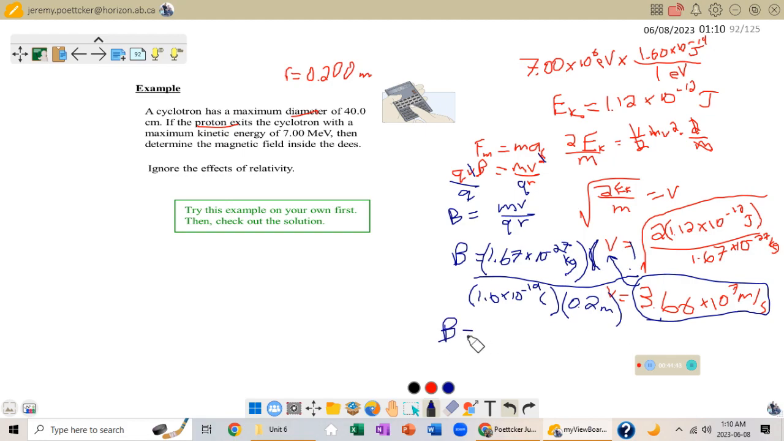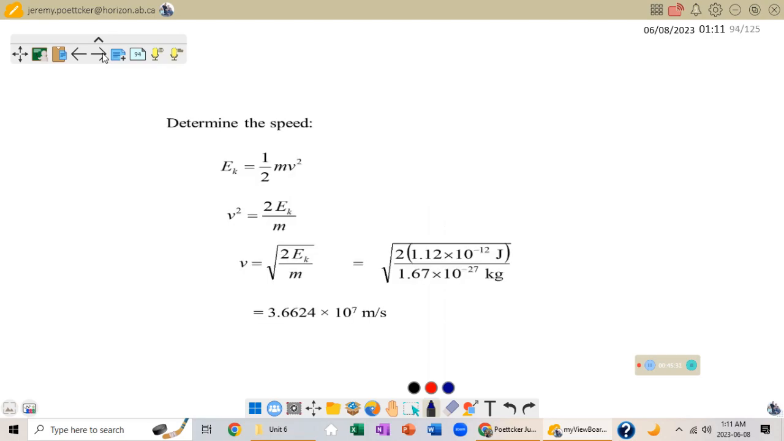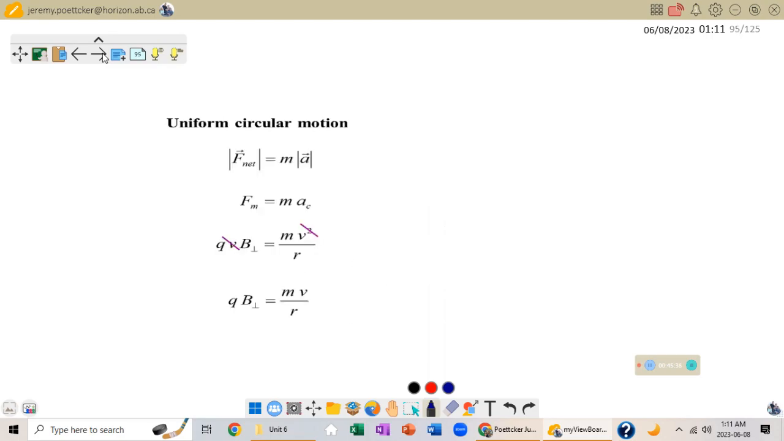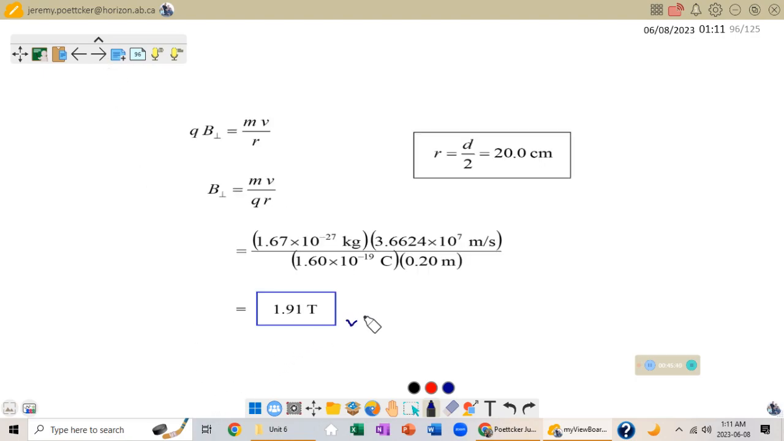Now magnetic field is measured in Teslas, so we can do this real quickly. 1.67 times 10 to the negative 27 times my speed, which is still in my calculator, so that's 3.6623999985, and so on, times 10 to the 7th. Divide that by my elementary charge, 1.6 times 10 to the negative 19. Divide that by 0.2. And I end up here needing a 1.91131, and so on. 3 significant digits, 1.91 Tesla electromagnet. All right, so step by step, here we go. And final answer, lovely.